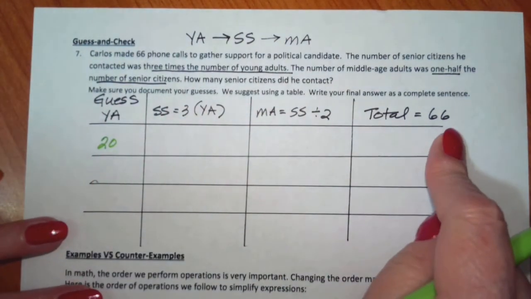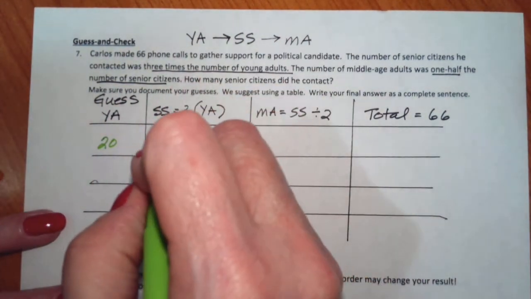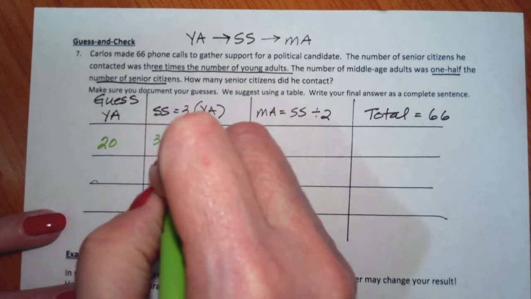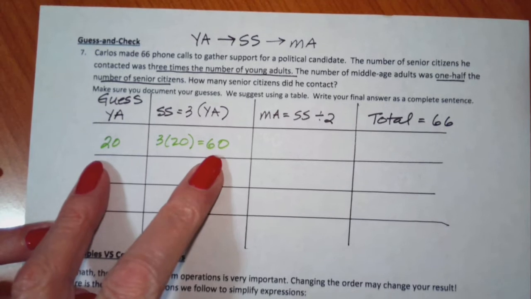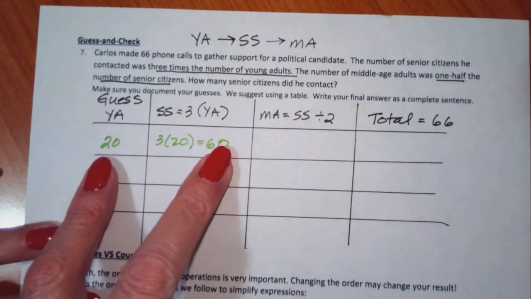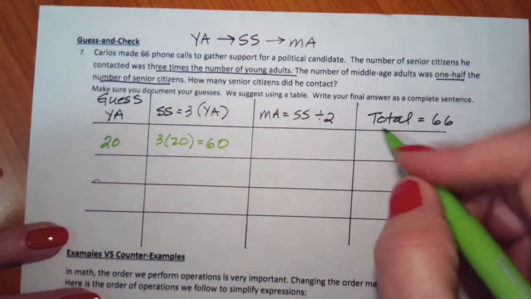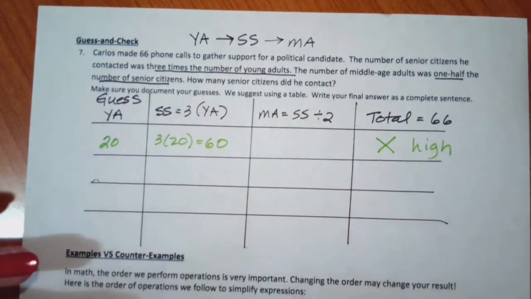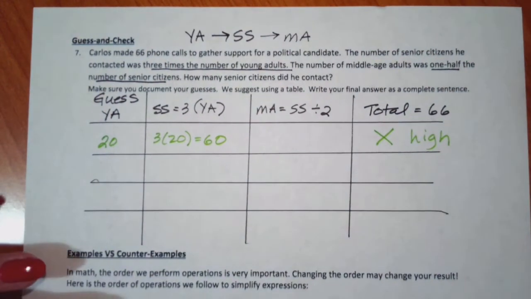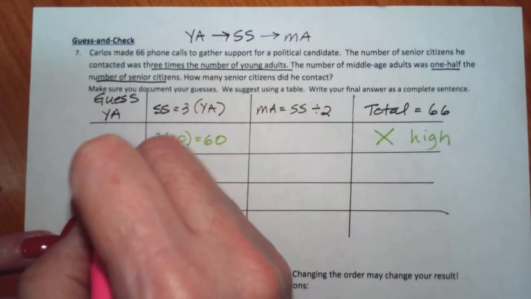Total is 66. Well, the senior citizens is 3 times 20, which is 60. All right, well, I can tell right here, I've got to add all these up. Already I'm at 80. So this is going to not work. This is too high. I'm going to have to go lower. It was way too high, so I'm going to go back down to 10.